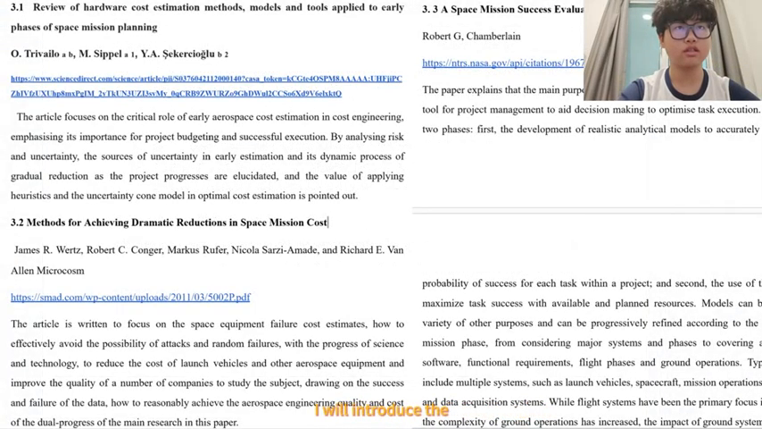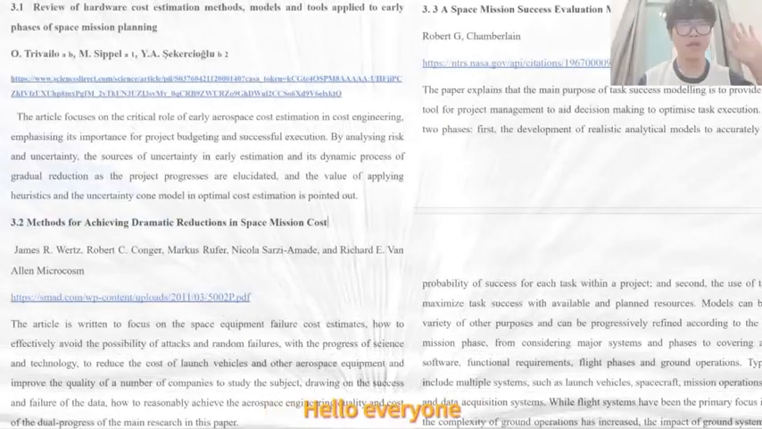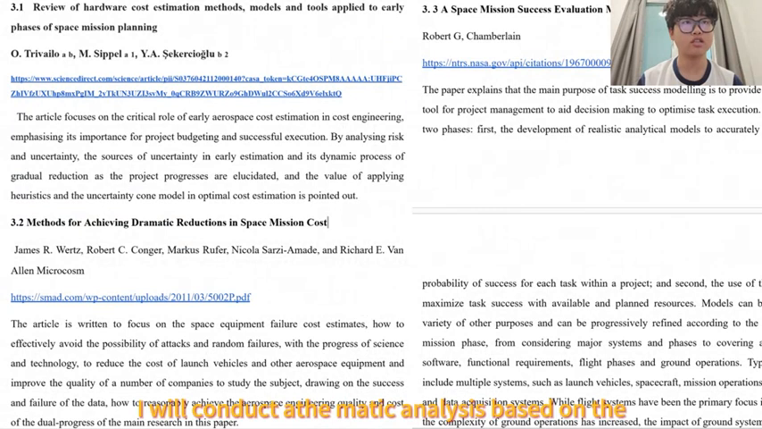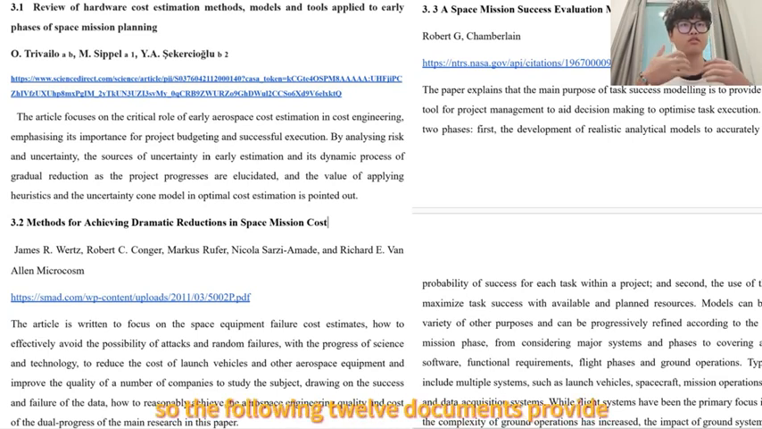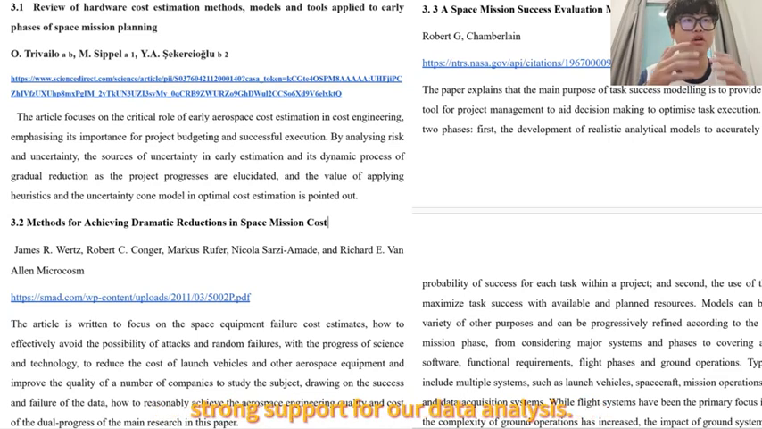I will introduce the literature review and related works. I will conduct a thematic analysis based on literature I collected regarding space missions. Cost, access rate, and mission types have always been a hot topic of discussion. So the following 12 documents provide strong support for our data analysis.